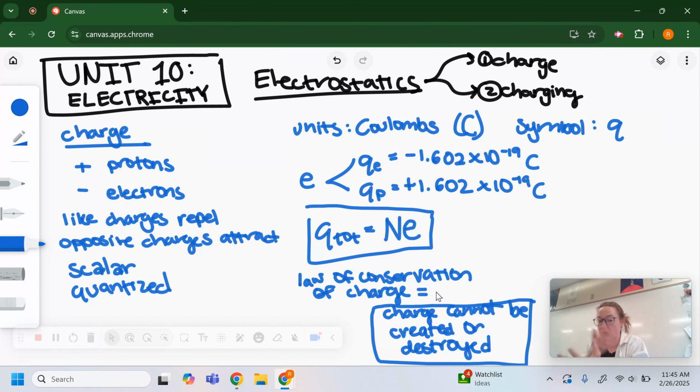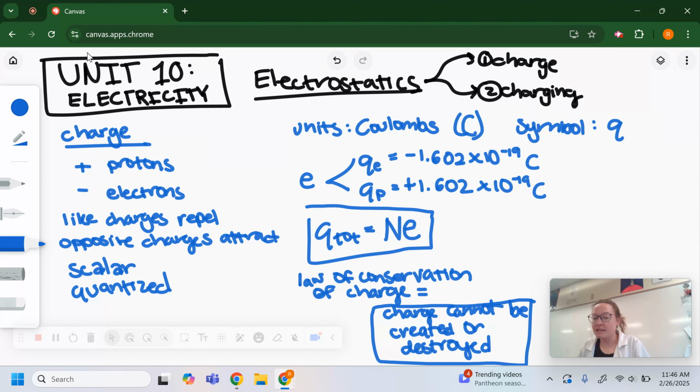We can shuffle charge around, like I could move positive charge from one place to another or move negative charge from one place to another, but I can't just snap my fingers and have something all of a sudden have 5 coulombs worth of charge. Charge cannot be created or destroyed. I can't snap my fingers and charge will pop into existence, or pop out of existence. If something's going to be charged, I have to take that charge from somewhere or give that charge away.